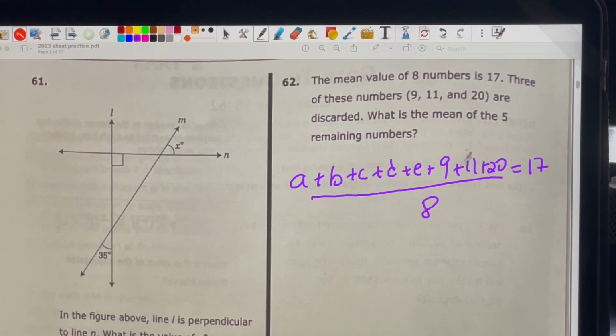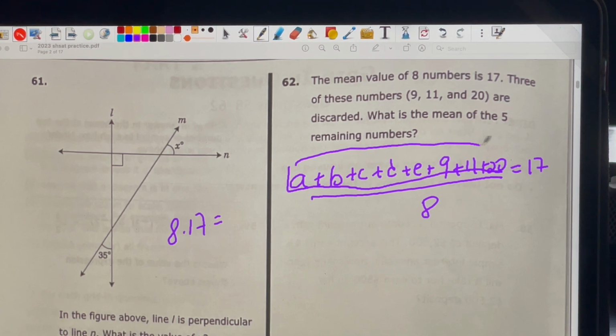They're going to remove 9, 11, 20. Well, what is the sum of all these numbers? 8 times 17, right? If I add all these numbers, even the 5 numbers that I don't know, and divide by 8 equals 17, so I know the sum is 136. 136 divided by 8 is 17. That's what we have, right?